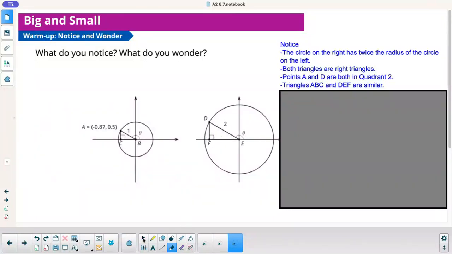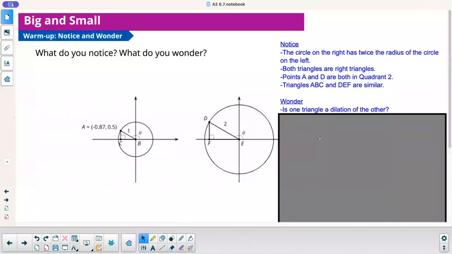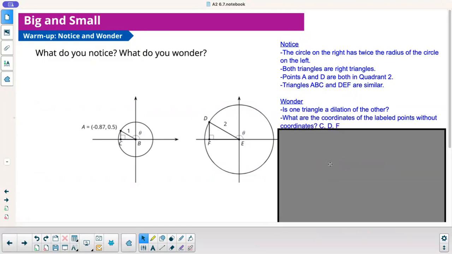Okay, some wonders. What do you wonder here? Is one triangle a dilation of the other? Well, if we think that they're similar because of angle-angle similarity, like I just showed you here, we have the right angle, and then those angles are theta, or 180 minus theta, or pi minus theta. We would know that similar triangles are a dilation, so that would probably be a yes.